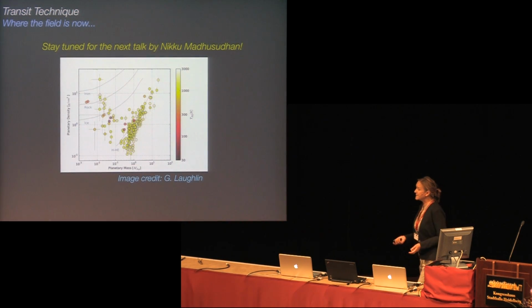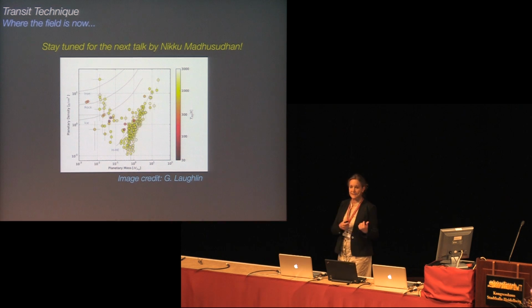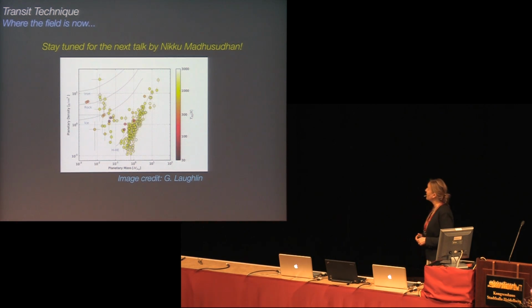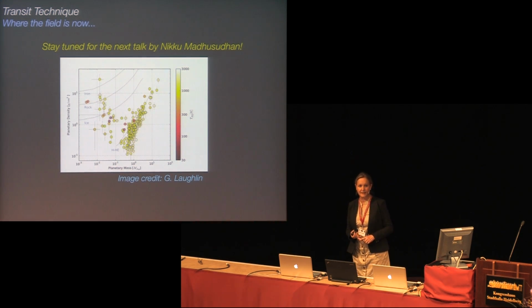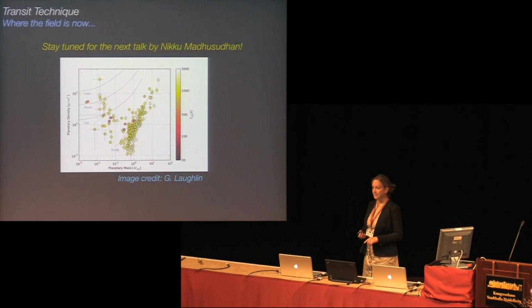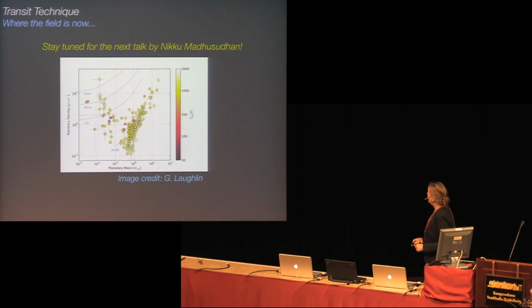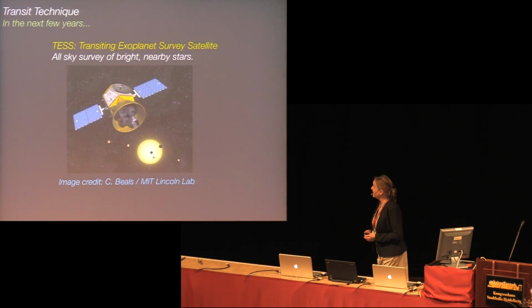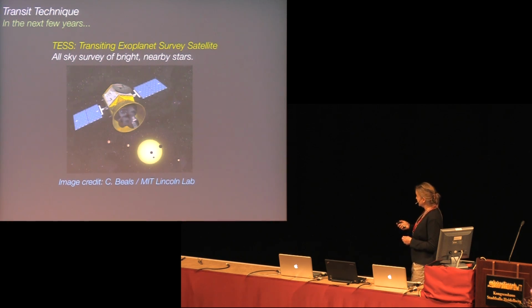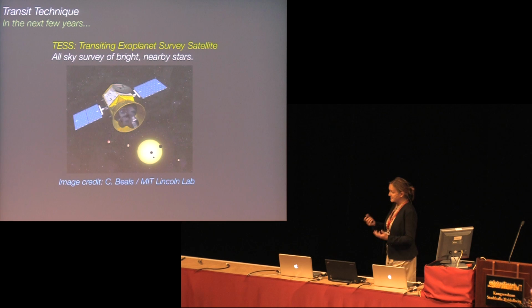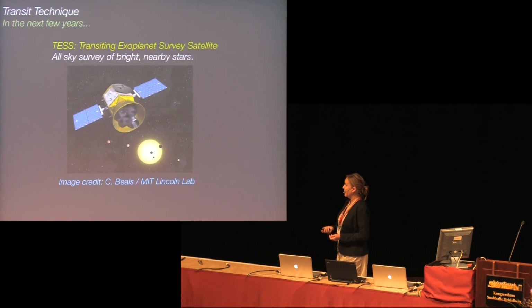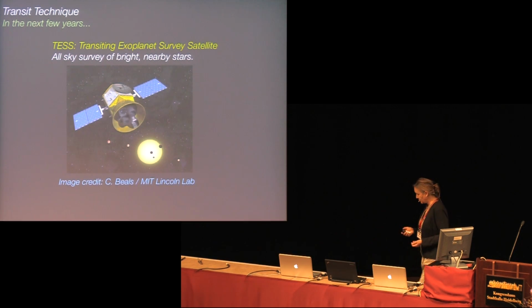I'm going to leave this slide that Greg Laughlin provided to Niku Madhusudhan to explain, but we're getting incredible information from the combination of radial velocities and the transit technique. It gives us the mass and the size, and therefore the mean density of the planet. It's been a stunning amount of information. And what's on the horizon in the next few years for the transit technique is TESS. We're looking forward to having this all-sky survey of bright stars for transiting planets.